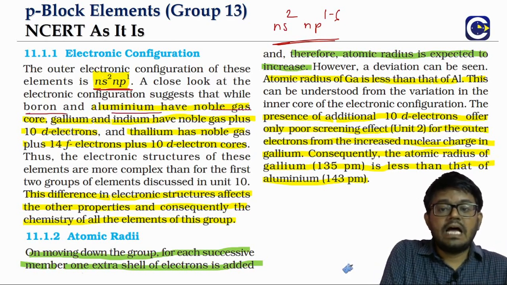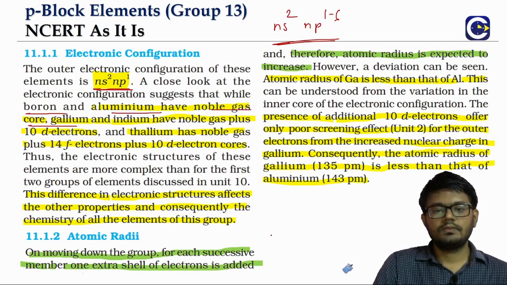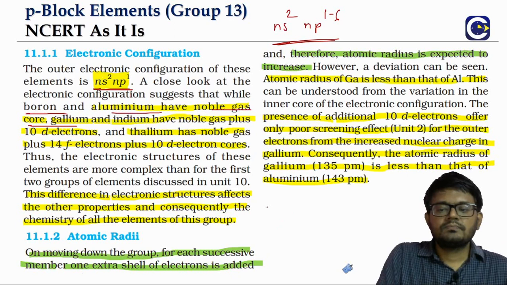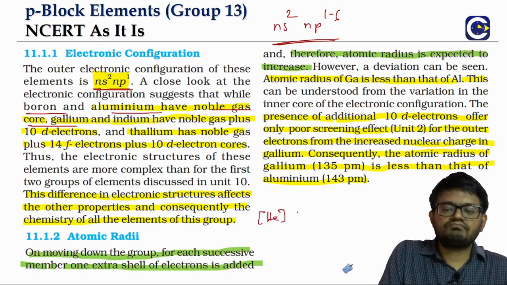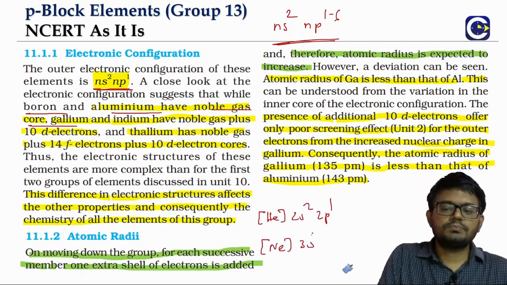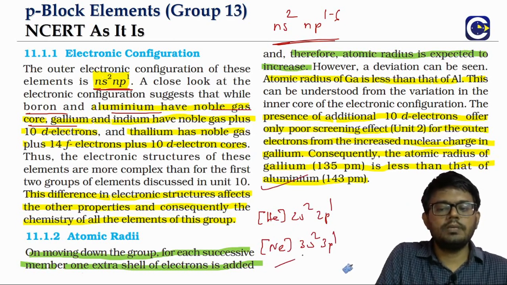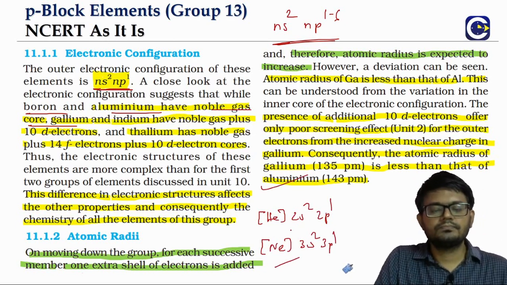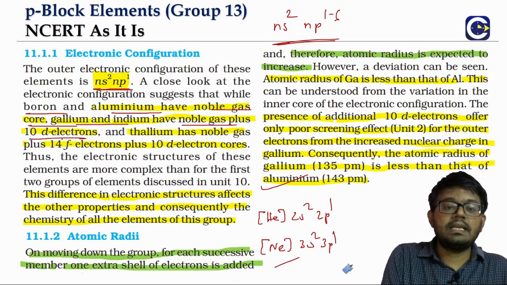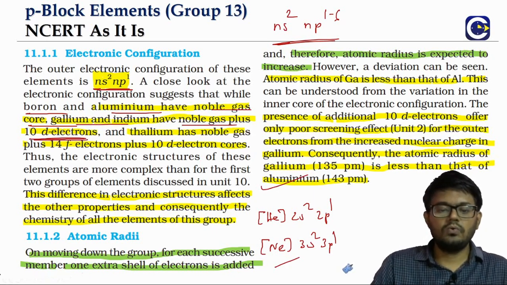Boron and aluminum have a noble gas core. What is the boron arrangement? It will be helium 2s2 2p1. That is boron. What is aluminum? Neon 3s2 3p1. So both boron and aluminum have the noble gas core. Whereas if you go to gallium, indium, they will have noble gas plus 10 electrons in the d. How? Look at the position of these elements. Where do these elements come?